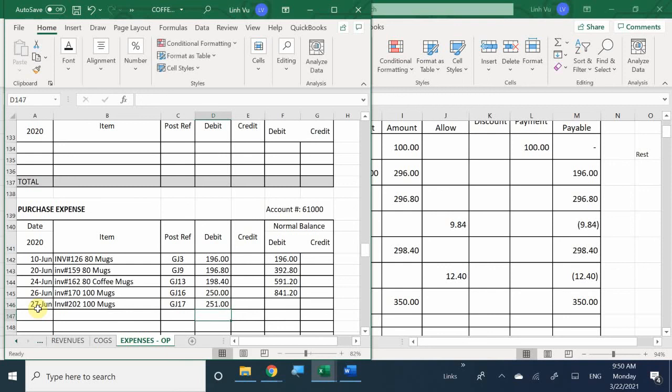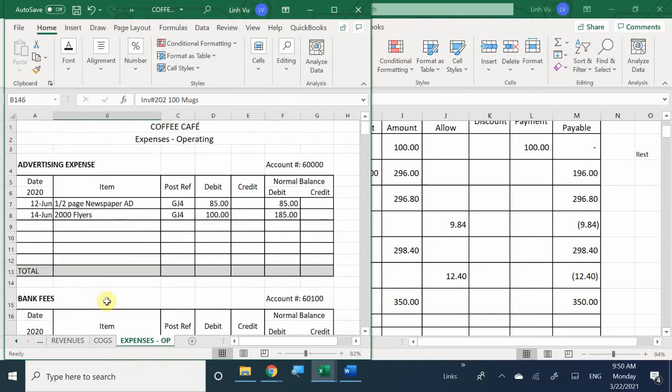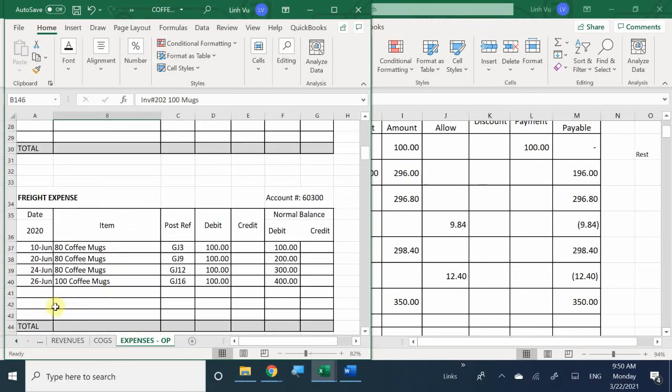Okay, so what's my account balance in my purchase expense? 1092.20. Good. Then we go all the way up for my freight expense. Here we are, 627 for the 100 coffee mugs. General journal 17 for $100. So therefore, what's my grand total here? 500. Good. Then we have to go to our accounts payable.